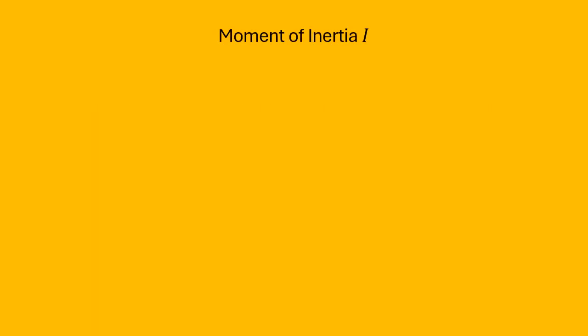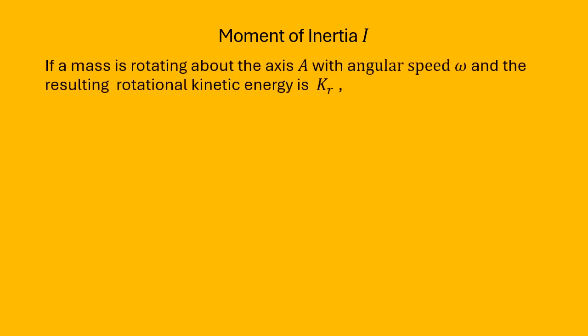Let's talk about the moment of inertia I of a solid body. If a mass is rotating about the axis A with angular speed omega, and the resulting rotational kinetic energy is k sub r, here's a picture of what we have. Here's our disk, that's our solid body. It's a lamina, it's flat, has some mass, and it's rotating about this axis.